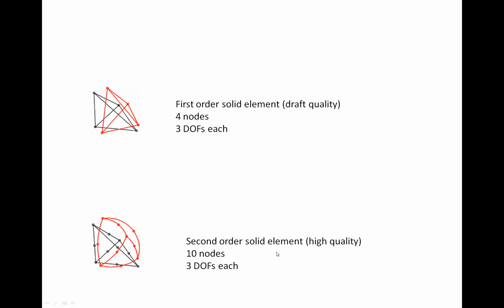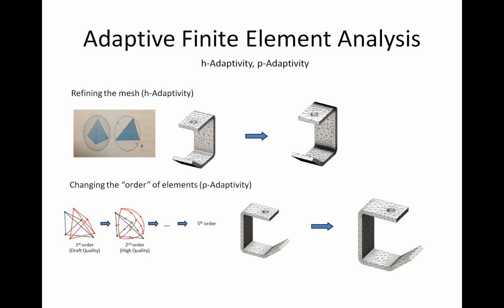Second order elements are also called high quality elements. That's just a recap, and maybe I'll pull up the software and show you that in a second. Let's look a little bit deeper into H and P adaptivity.